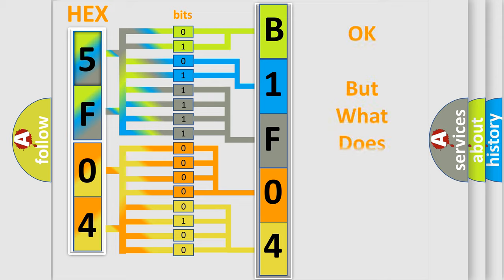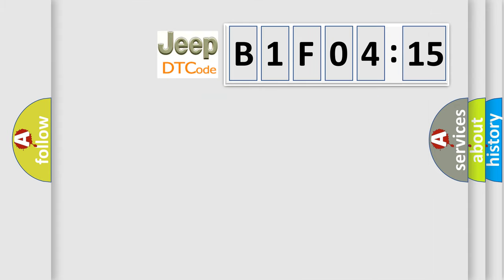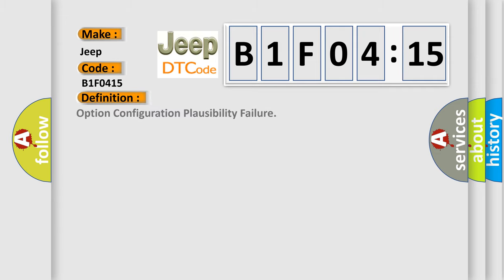The number itself does not make sense to us if we cannot assign information to what it actually expresses. So, what does the Diagnostic Trouble Code B1F04-15 interpret specifically for Jeep car manufacturers? The basic definition is Option Configuration Plausibility Failure. And now this is a short description of this DTC code.